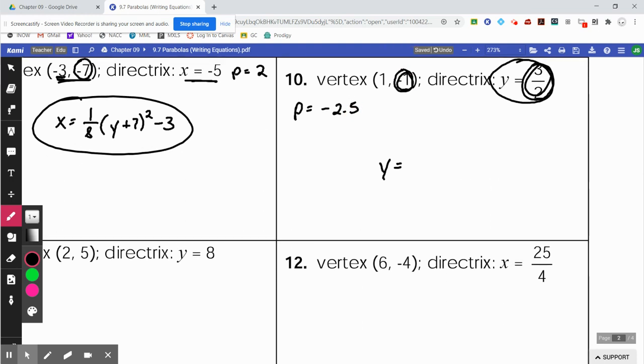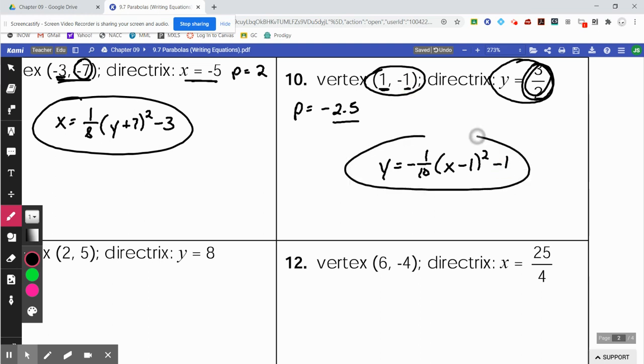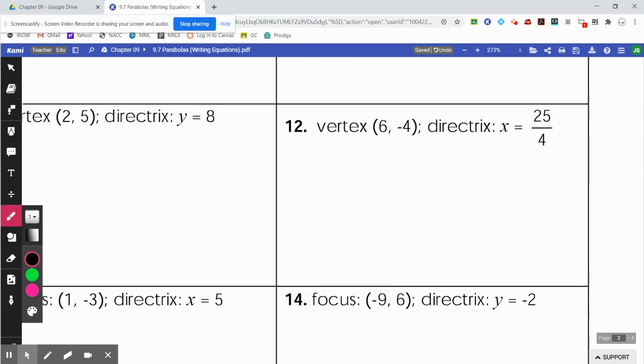So we have our equation is now y is equal to 1 over 4 times p. 4 times p would be -10, so we're going to write that as -1/10. To move it now to our vertex, our x value needs to move right 1, so we're going to put a -1 on our x. And we need to move it down 1, so we're going to put a -1 at the end to move it down 1, and there's your parabola.